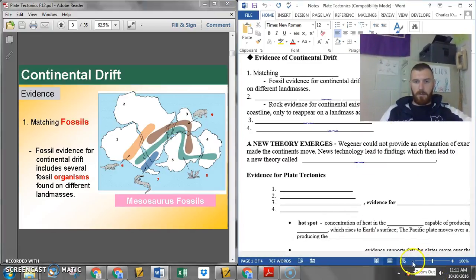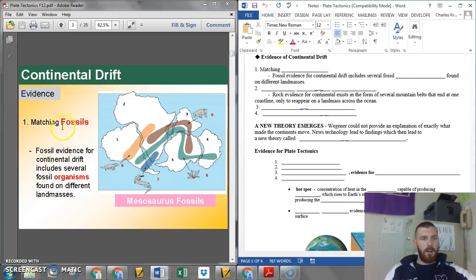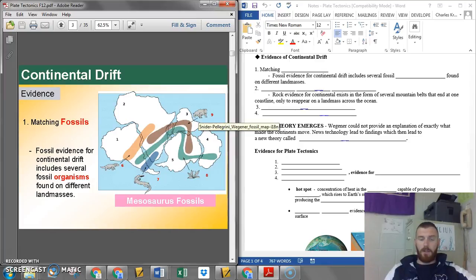Let me make this a little bit smaller so that you can see everything on the sheet here. Evidence number one is matching fossils. So the fossil evidence for continental drift includes several fossil organisms that are found on different land masses, and they kind of match here. So we can find fossils from the same organism in different places around the world.